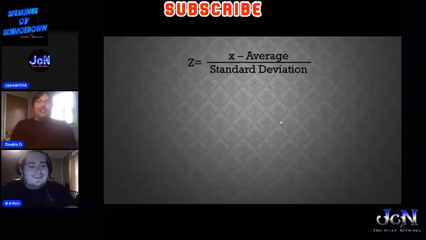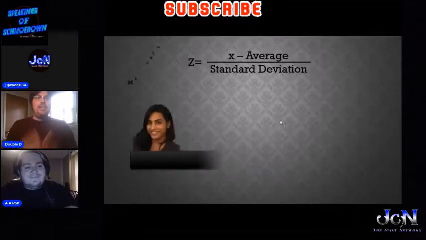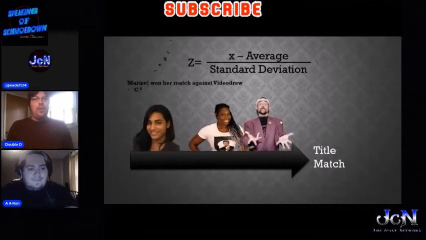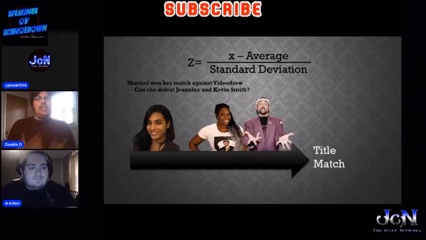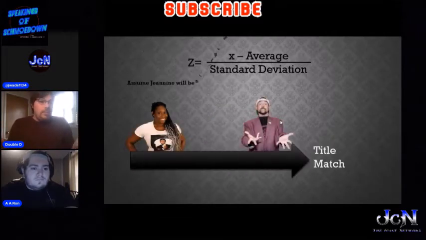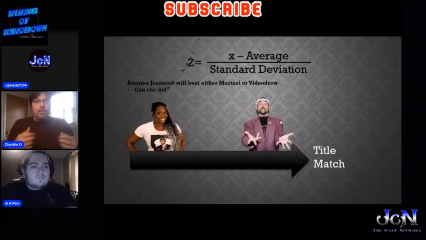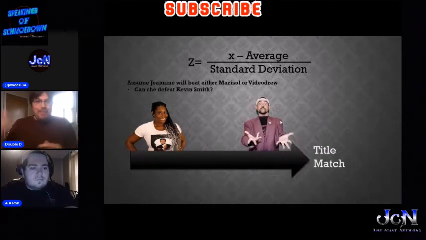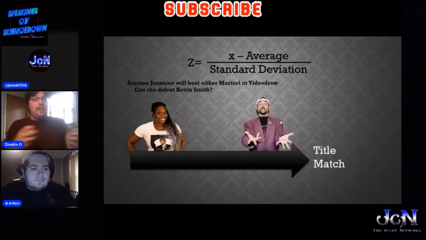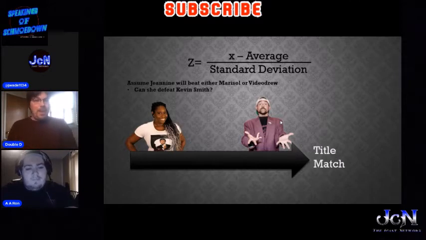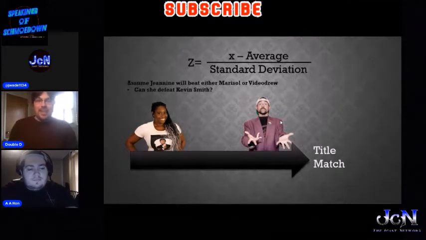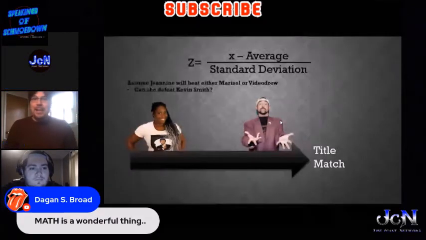Okay, perfect. So the first thing up is the match that we're going to have. Marisol won her match against Video Drew. Can she defeat Janine and Kevin to get to that title match? The second thing is maybe Janine wins her match against Marisol. I made a mistake with Video Drew, but ignore that. But can Janine beat Kevin Smith to get to that title match? So those are our two possibilities. There was a third one, but I X'd that for time.